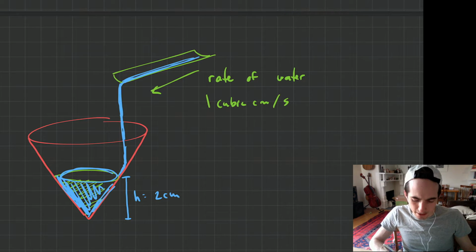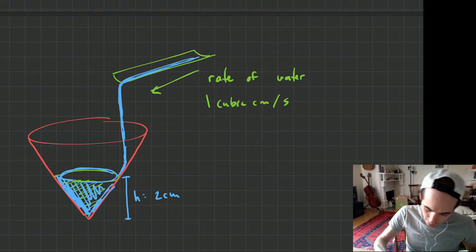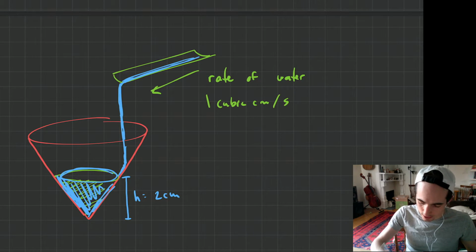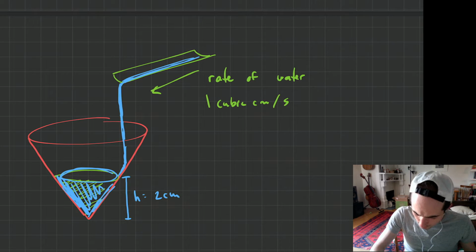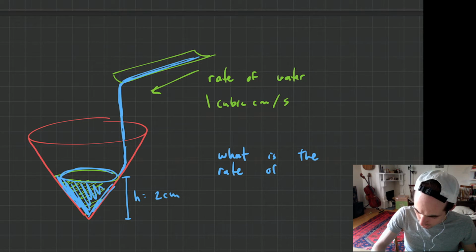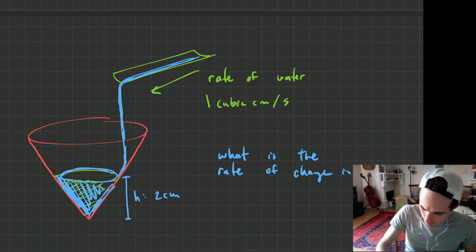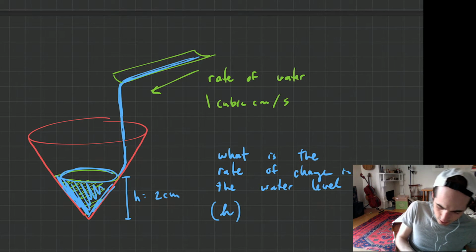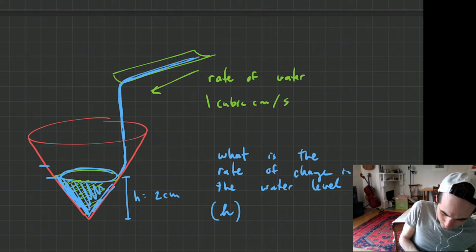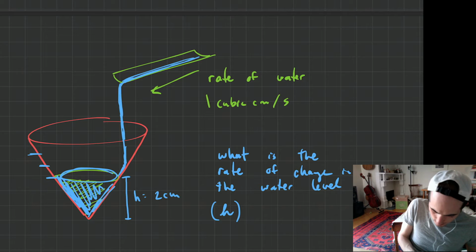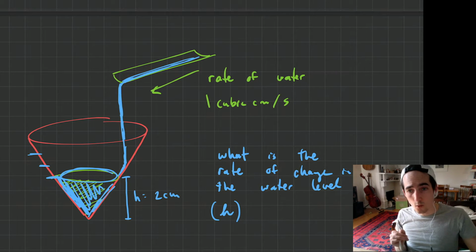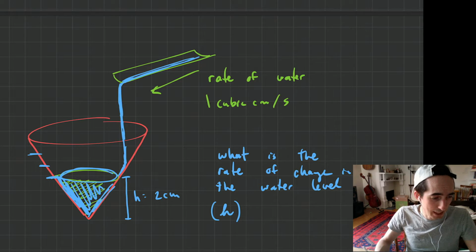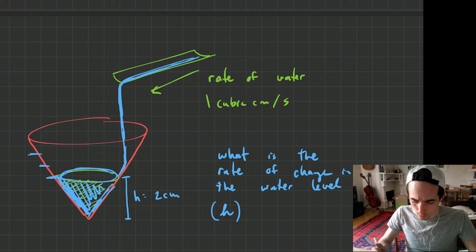It would be kind of mean if it was 2 meters, because then you'd have to change your variable. In any case, when the height is 2 centimeters, what is the rate of change in the water level? And the water level, of course, is H. So the water level is where the water is on this cone. So when the water level is at 2 centimeters, at what rate is the water level changing? Okay, so that's what we're being asked.